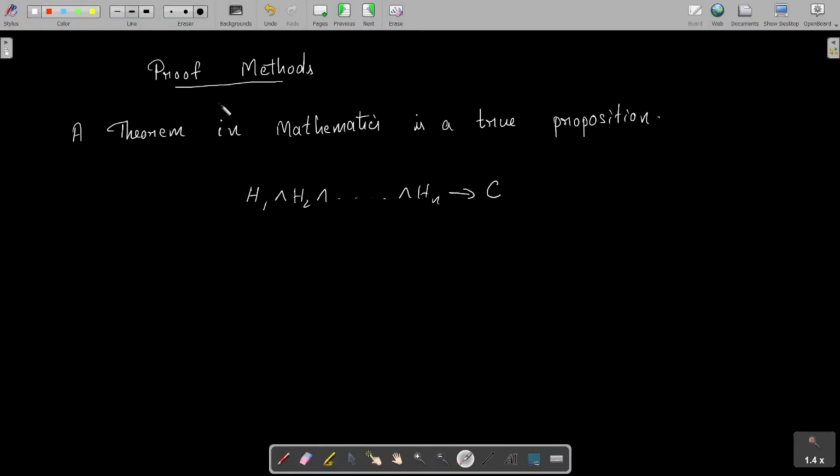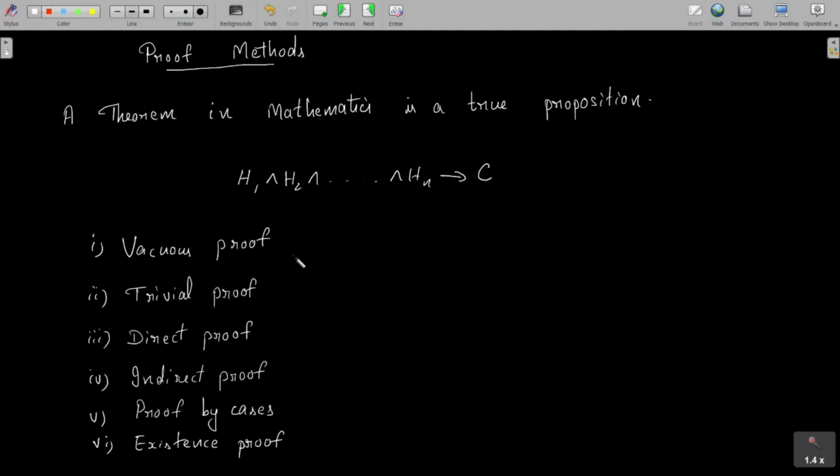Today we will study how we can conclude that a theorem is true. There are different proof methods to show that a theorem is true. Following are the different proof methods we are going to study. First one, vacuous proof, then trivial proof, direct proof, indirect proof, proof by cases, and existence proof. So let us go in detail. First one is vacuous proof.